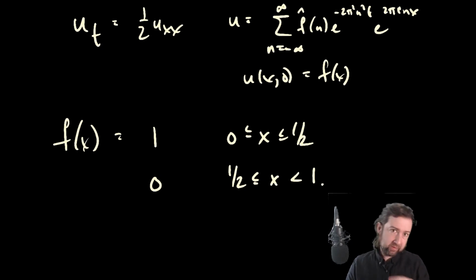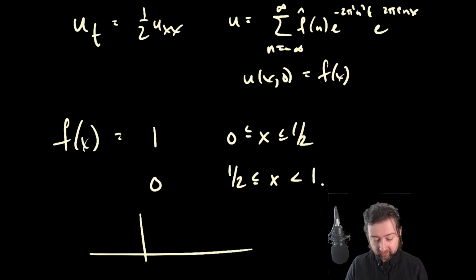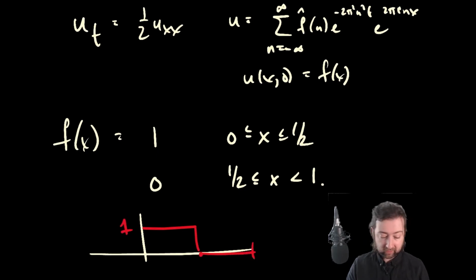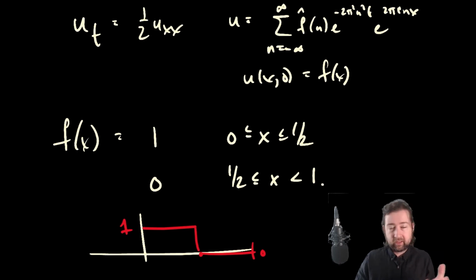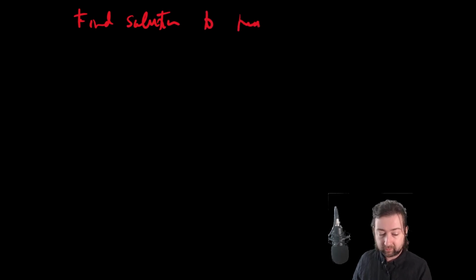And if I look at what that looks like on a plot, what I'm saying is if you have the ring, the temperature distribution looks like this. So half the bar is heated up to temperature 1, and half the bar has no heat energy in it at all. Find the solution to the heat equation.